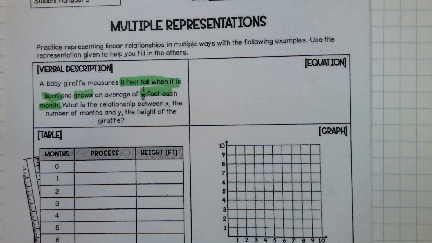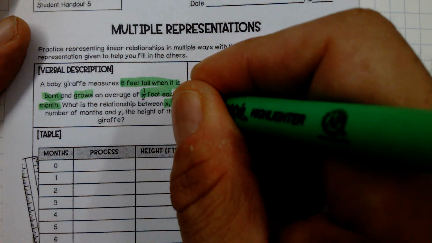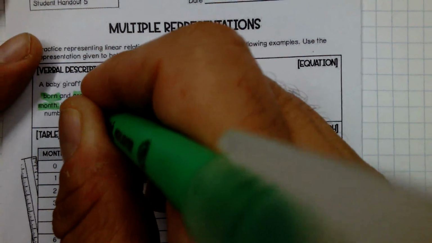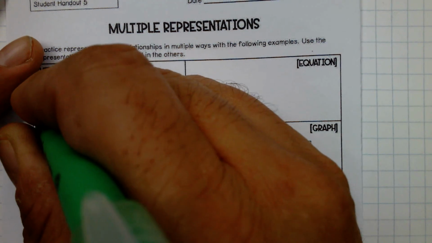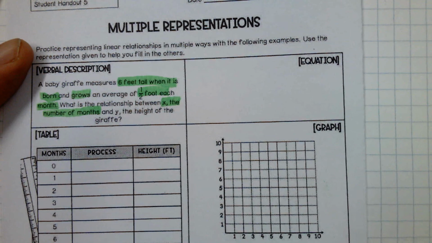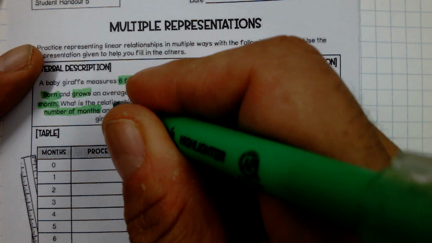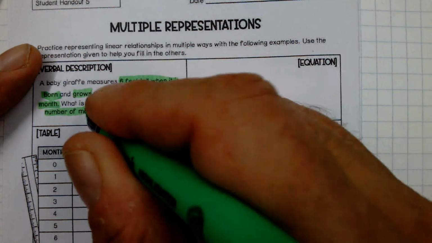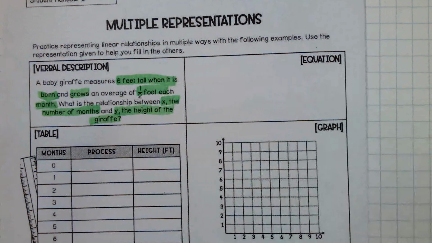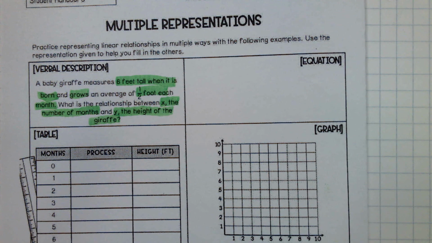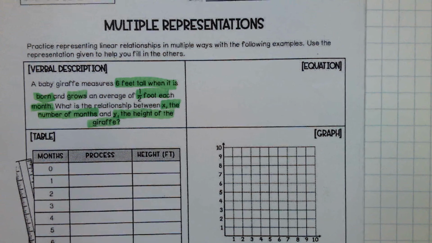What is the relationship between X, the number of months? So they're telling us what to represent with the variables. X is going to be the months. And what's Y going to be? The height of the giraffe. Okay? And we want to write this linear relationship in multiple ways, starting with an equation.